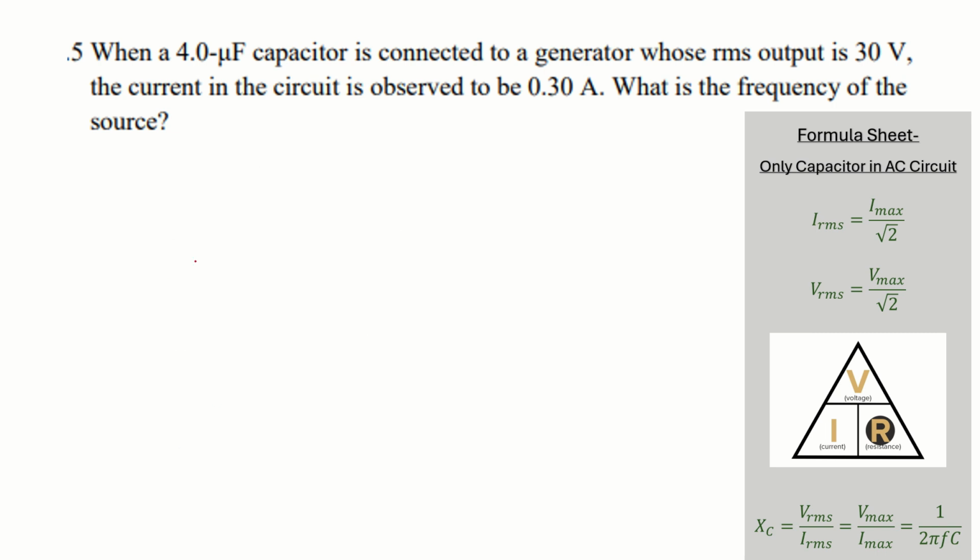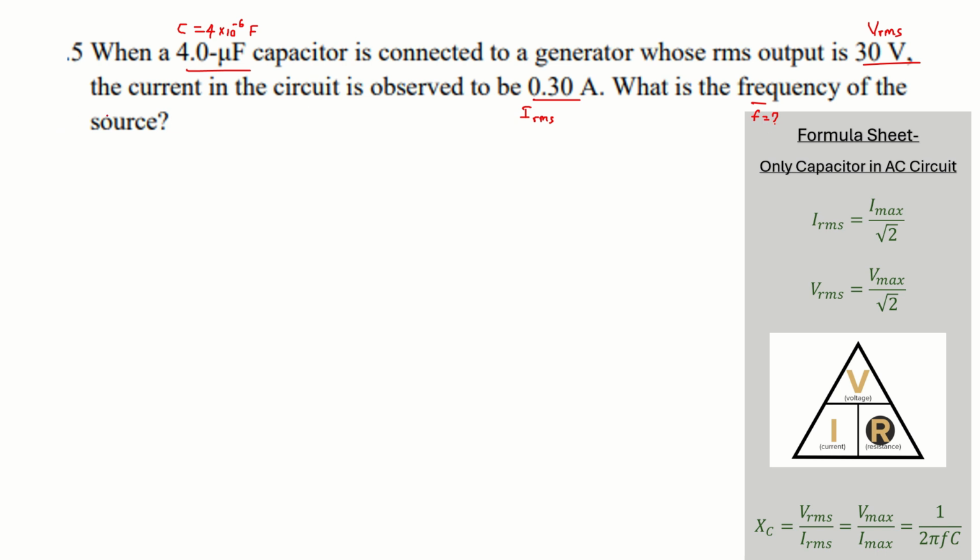When a 4 microfarad capacitor is connected, the capacitance is given, that is 4 micro, 10 to the power of minus 6 farad. The capacitor is connected to a generator whose RMS voltage is given. The current in the circuit is observed to be 0.3. So Irms is given. What is the frequency? We have to calculate the frequency of the source.